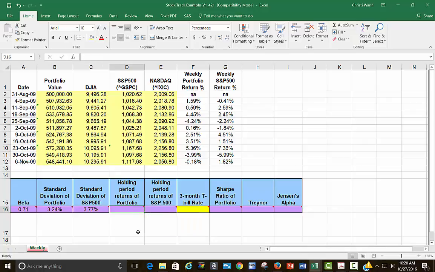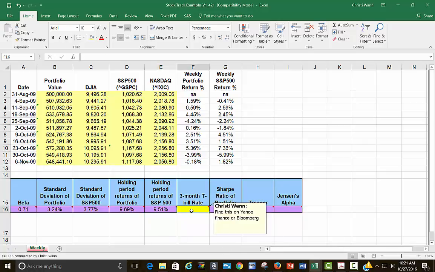The holding period returns of the portfolio, that's just going to be the final ending value of the portfolio. So this 548,000 minus the beginning value of 500,000, and then divided by the beginning. So that would be what you earned over the entire time period. You can see that I made myself look good here. So I made 9.69%. And then for the S&P 500, we'll do the same thing. So S&P 500 ending value minus the beginning value and divided by beginning. Now I got those holding period returns.